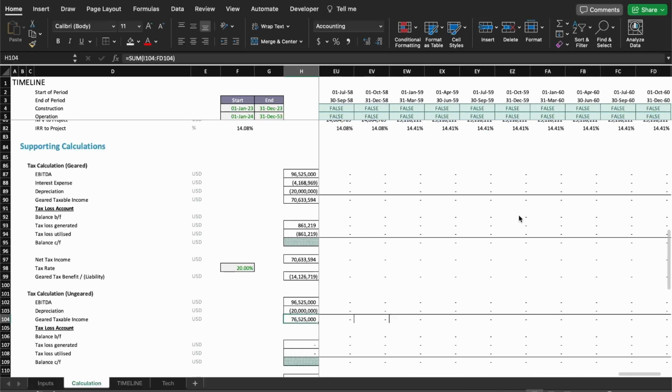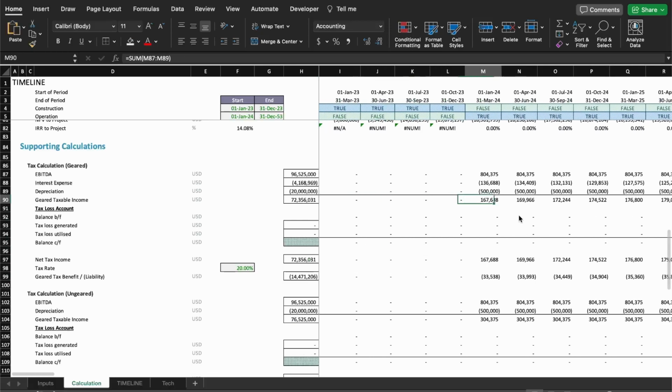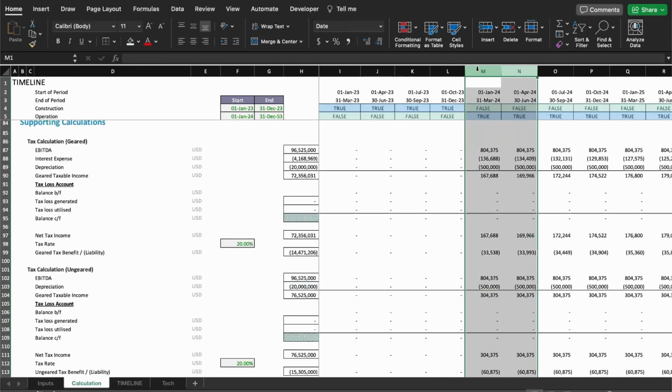I'm just going to copy and paste everything across here to fix. Sorry, let me copy from here. Okay, the same here. I just want to make sure that this is also correct. There's no negative numbers, and of course there's no tax loss generated because all the taxable income is positive numbers, right?